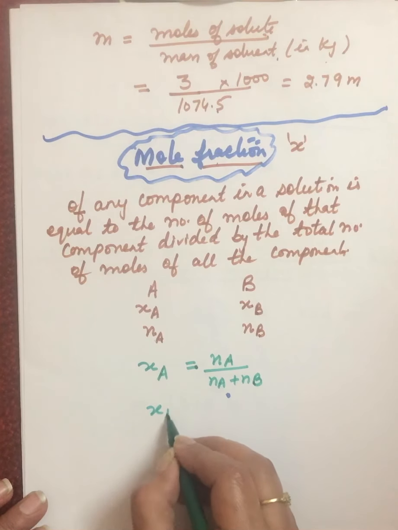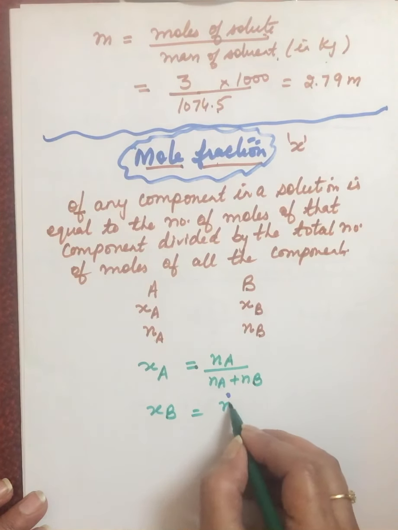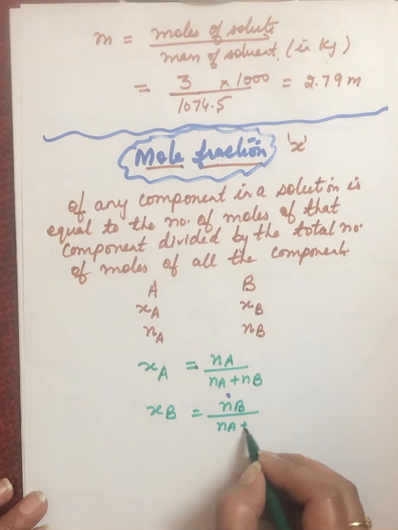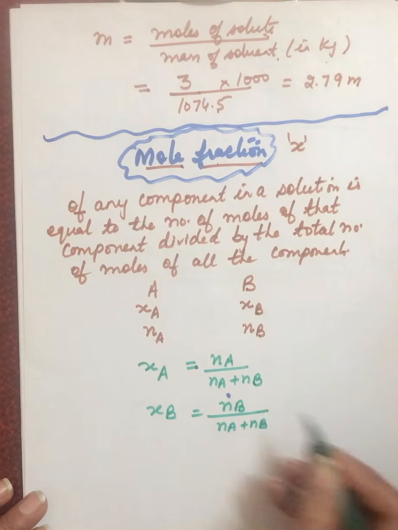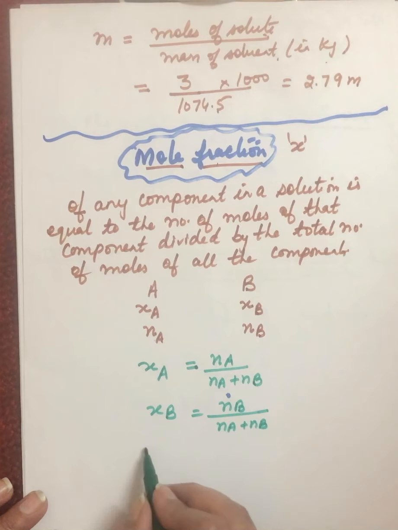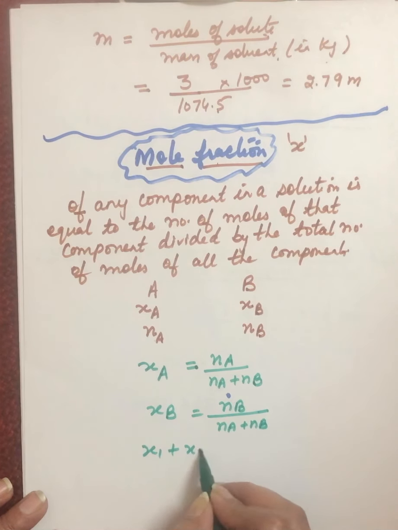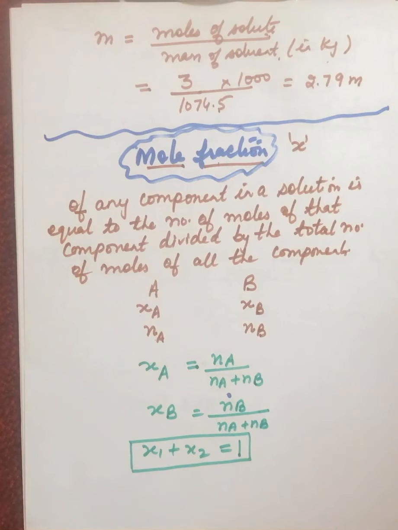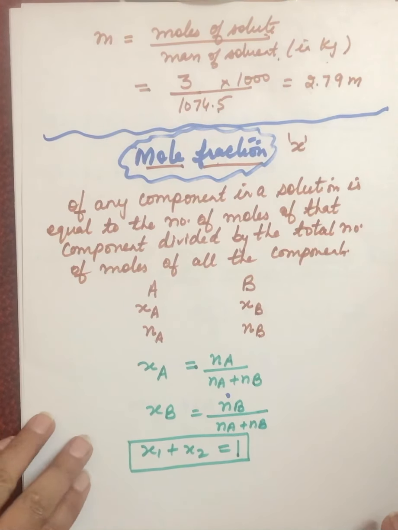Similarly, if we need to find out XB, it will be equal to number of moles of this component upon that of all the components' moles. But sum of fractions is always equal to 1. So similarly, the sum of mole fractions of all the components in a solution is always equal to 1. This is our next term, mole fraction.